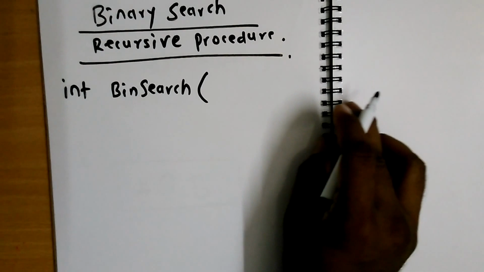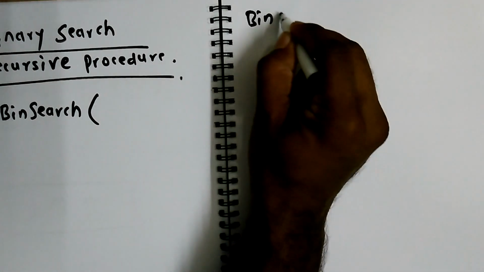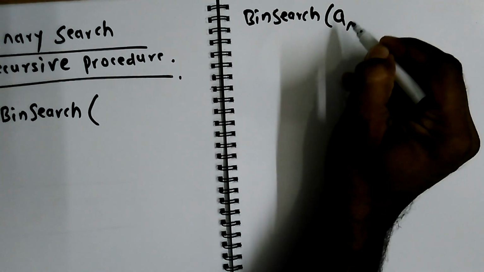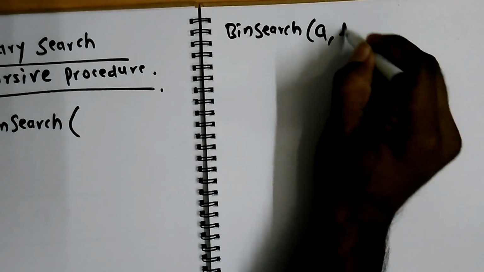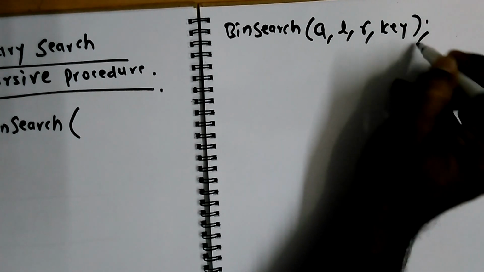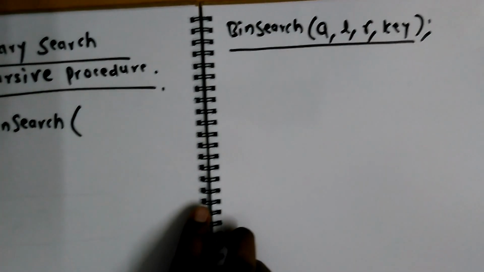So the name is binary search. To this function we'll pass an array. If I show you the sample call, this will be my sample call, bin search: the array, then the left index of the array, the right index of the array, and the key. That's the number to be searched. So that will be my sample call to binary search.